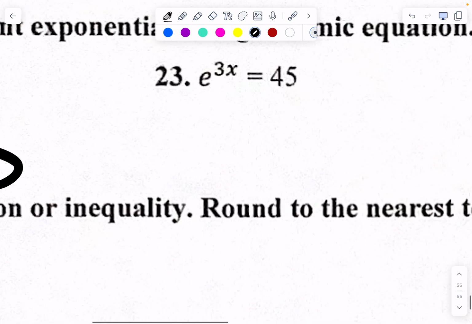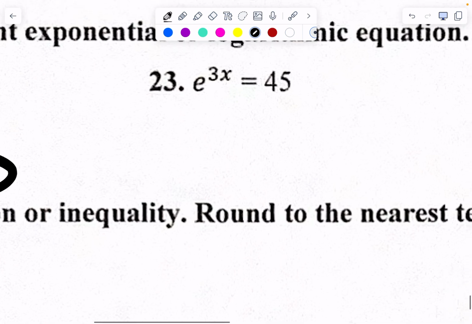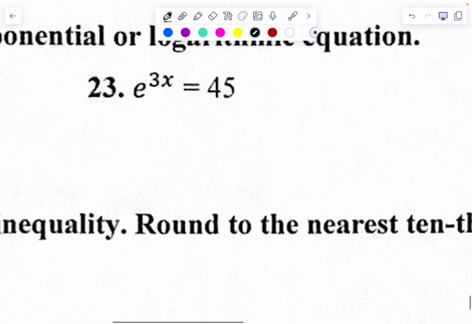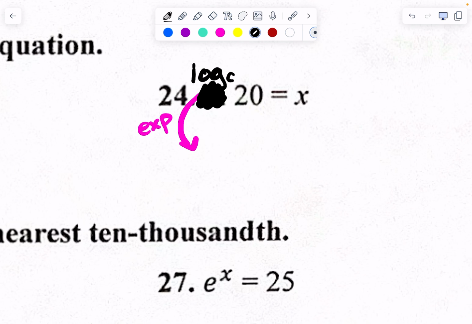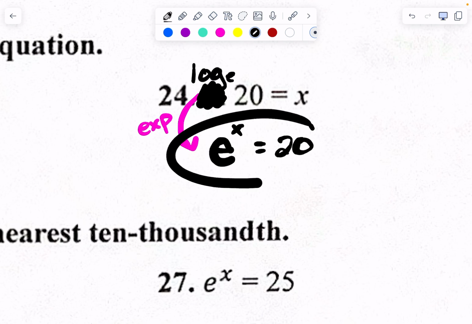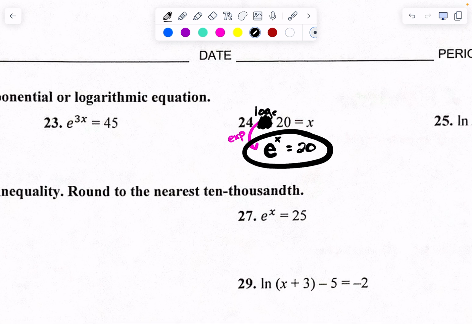Did you get 23 done? Okay, is 24 a log or an exponential? A log. We have to make it an exponential function. But before we do that, what is ln equivalent to? Log base e. Now we switch it. So e to the x equals 20. Beautiful. That's exponential.